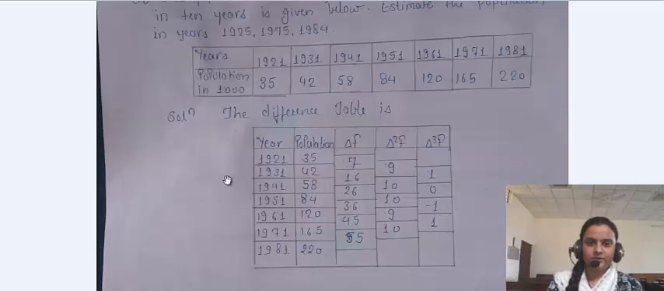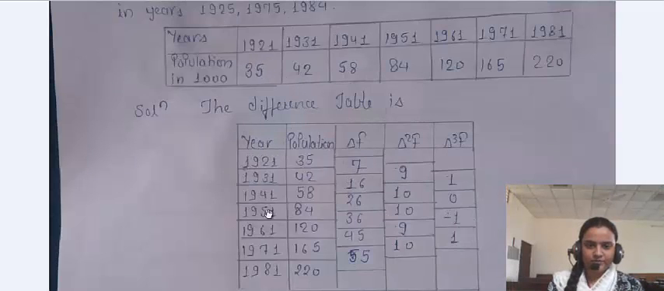So the difference table here is year, corresponding population, and the del f, that is the difference, subtraction between the successive function and the preceding function, that is 7. 42 minus 35, that is 7. And in the same way we find del f, then del square f, then del cube f.